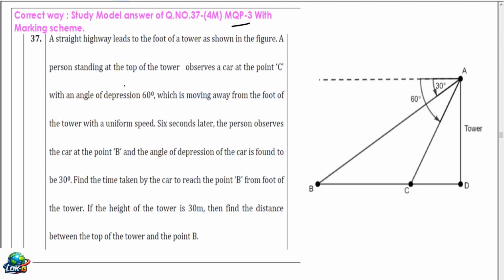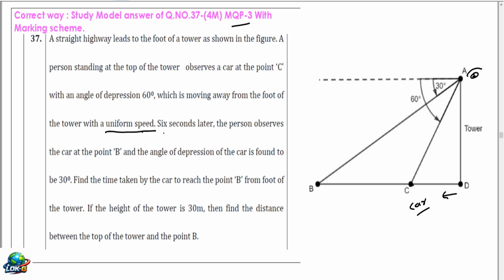A person standing at the top of the tower observes a car at point C. Here is the observer. He observes the car, which is here initially, with an angle of depression of 60 degree. The car is moving away from the foot of the tower. In this direction the car is moving, away from the foot of the tower with a uniform speed. What do you mean by uniform speed?